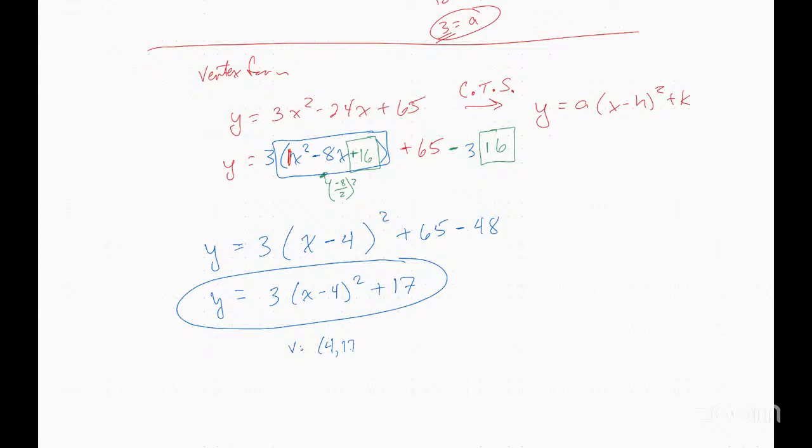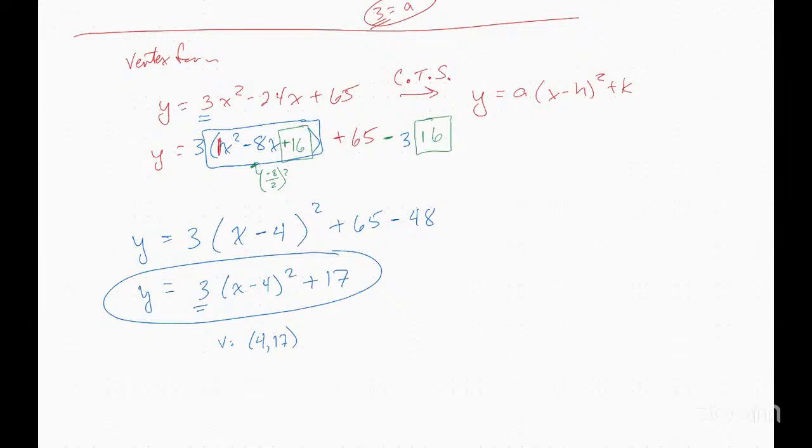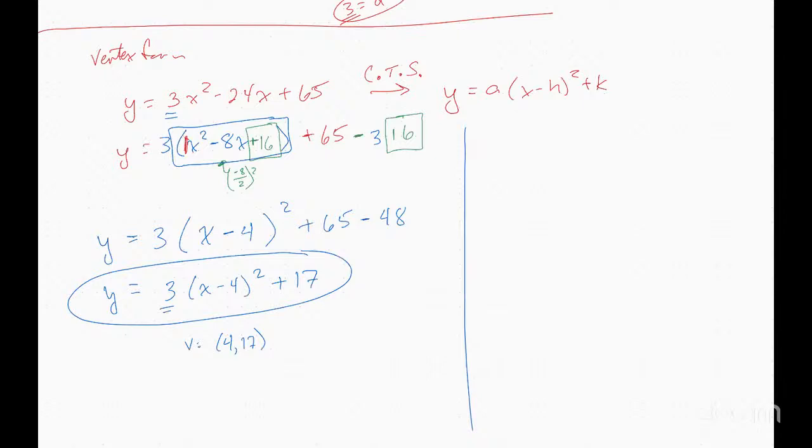Got it? So that makes me wonder, is there another way I could do this? Yeah, there is. If you can find your vertex, you already have your a, which is 3. So if you can find your h and k, that's all you really need. Instead of completing the square, we could find negative b over 2a and then put it back through the equation. The opposite of b is 24 over 2 times a, which is just 4. So 4 is the x coordinate of your vertex.